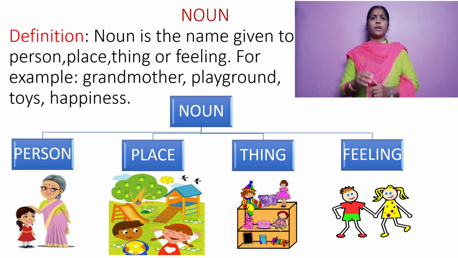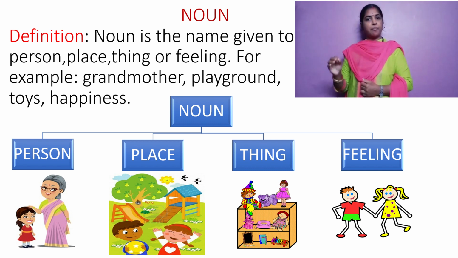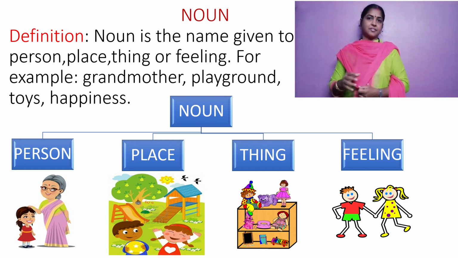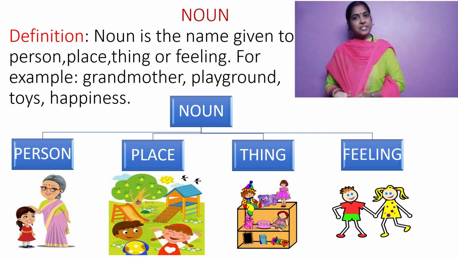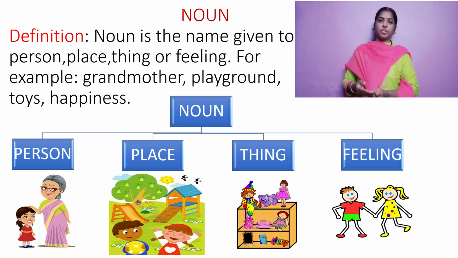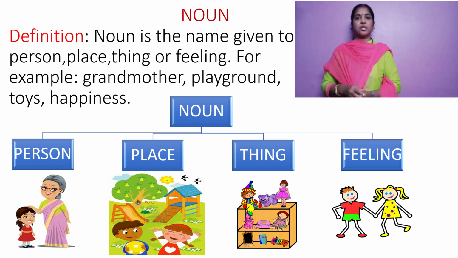Let's learn nouns. The definition of a noun: the name of a person, place, thing or feeling is called a noun. And noun is also called a naming word. For example, when we talk about a person, it can be anybody: a boy, grandmother, grandfather, uncle, anyone. Place, it may be a school, a hospital, a park or playground, anything. And thing, it can be a toy, a box, a bottle. Feelings: happiness, grief, sorrow, confusion. Yes, I hope you understood the definition of noun.